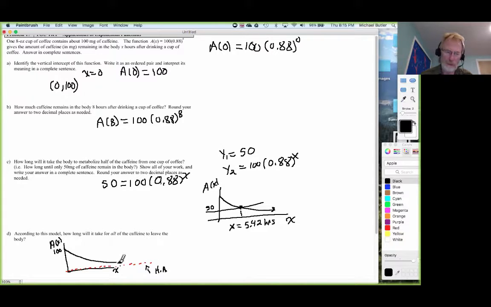Now, what is a horizontal asymptote? Well, what that means is the function is going to come down, and it's going to get as close as you ever want it to get to that horizontal asymptote, but it's never going to touch it, right? And so according to this model, which is where the model starts to fail with respect to reality, it's going to take an infinite amount of time.